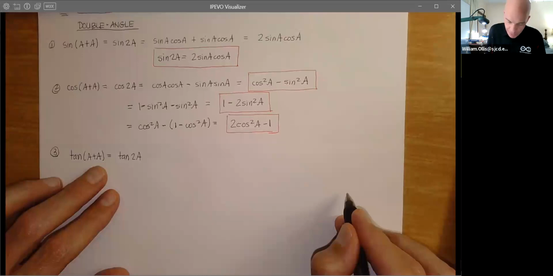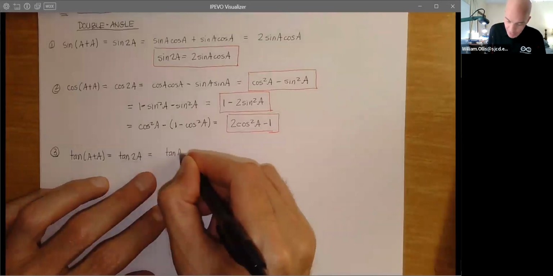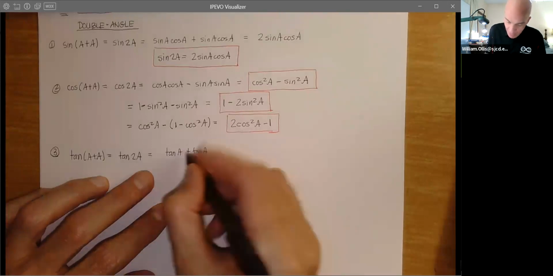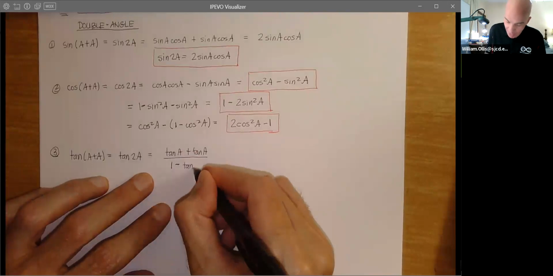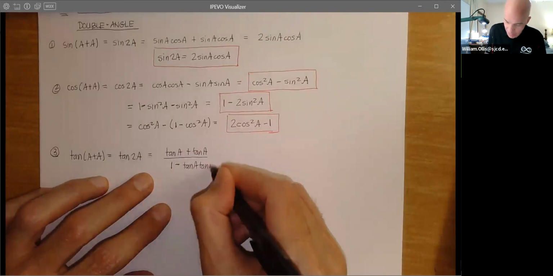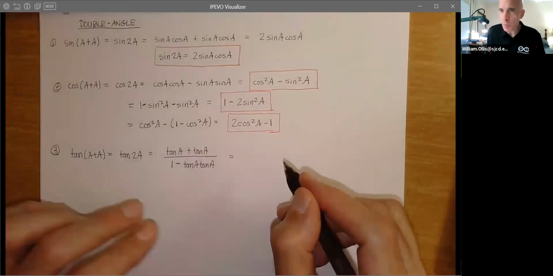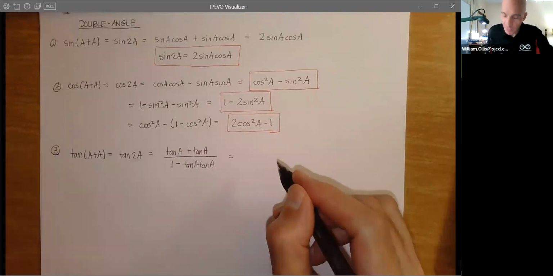So again, let's fill it in. We get tan A plus tan A, that is, we replace B with A, and then we get 1 minus tan A times tan A. So this one is not very useful, but when we get to the half angle formula for tangent, it'll reign supreme, and so it'll have a comeback.